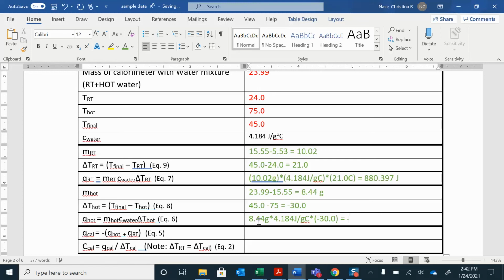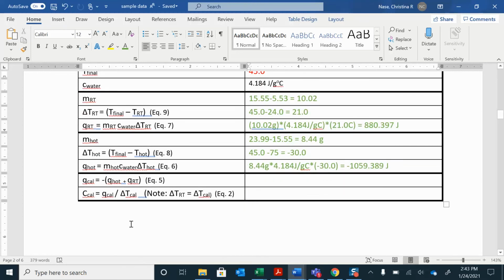So I end up with negative 1059.389 joules, which is telling me that heat is leaving the hot water and going into the room temperature water. And some of it's going to be lost to the calorimeter. So that's what we want to find next: how much heat is being lost to the calorimeter.